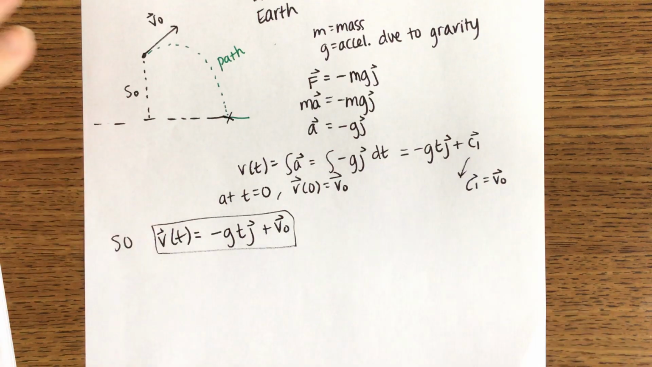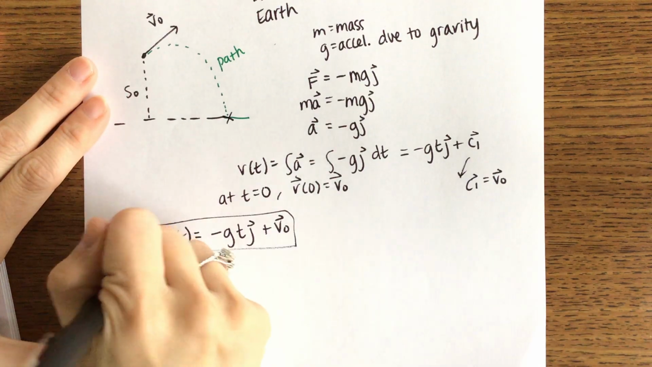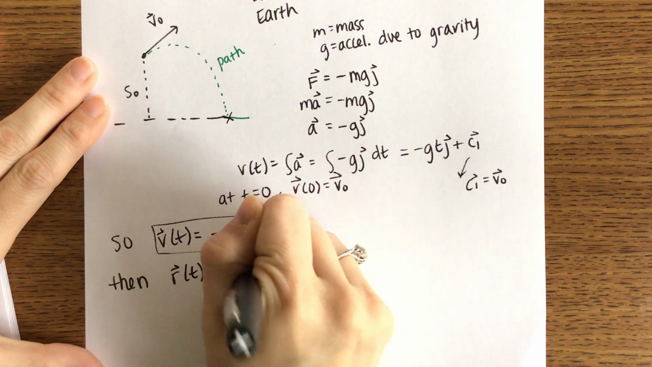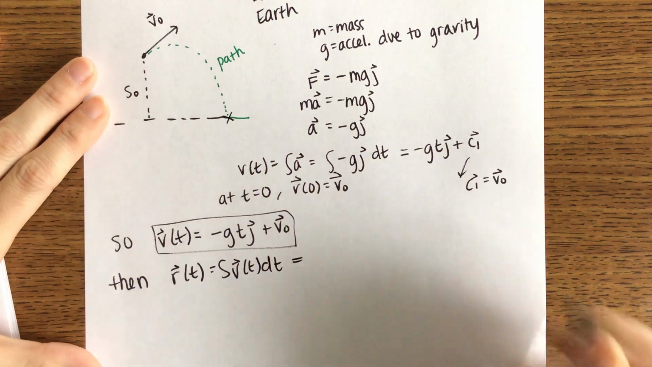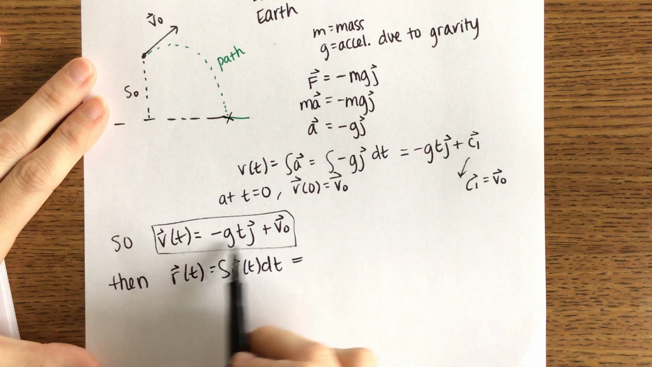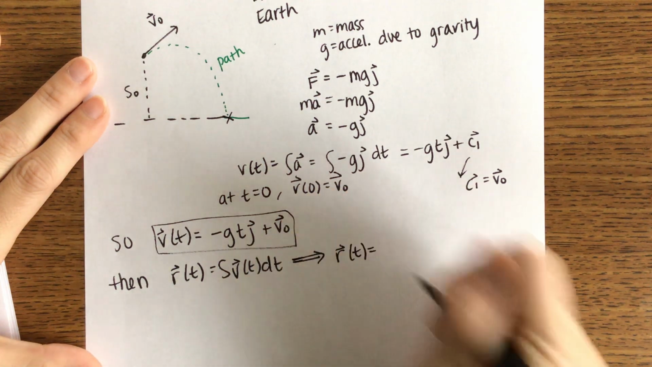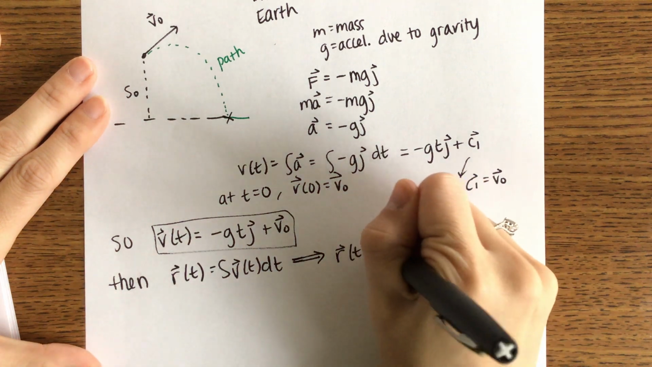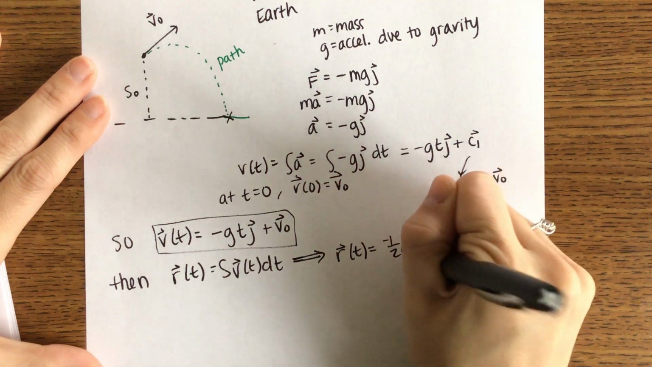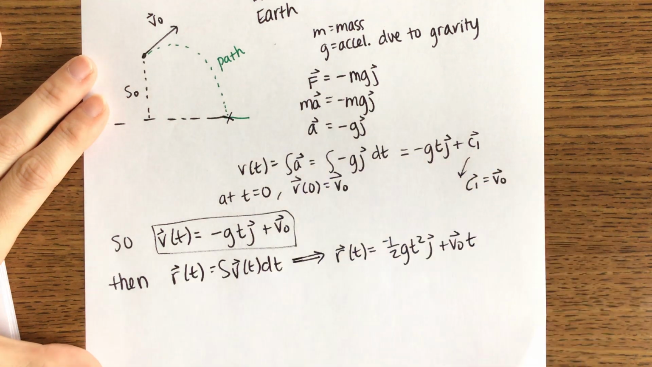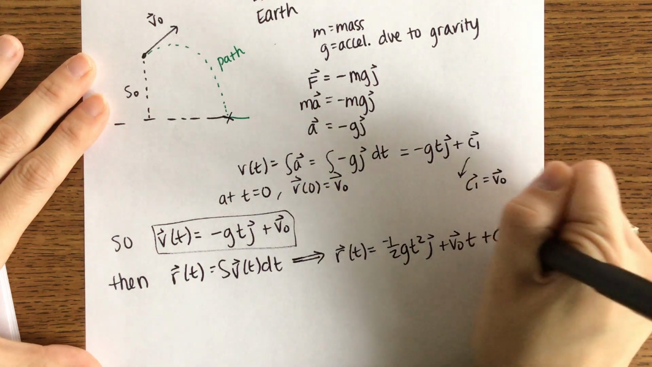Okay. Then, if we want to find the position function, we're going to have to integrate velocity. If we integrate this right here, we're going to get negative 1/2 g t squared j plus initial velocity vector times t plus c2.